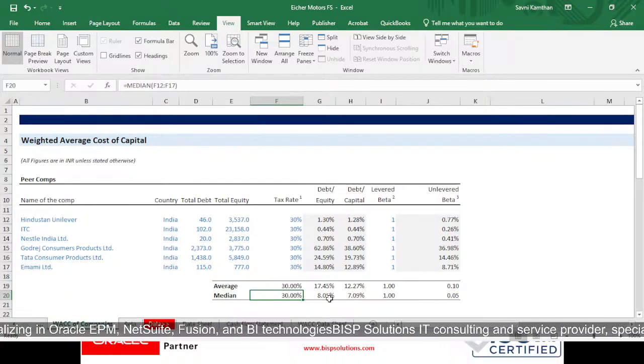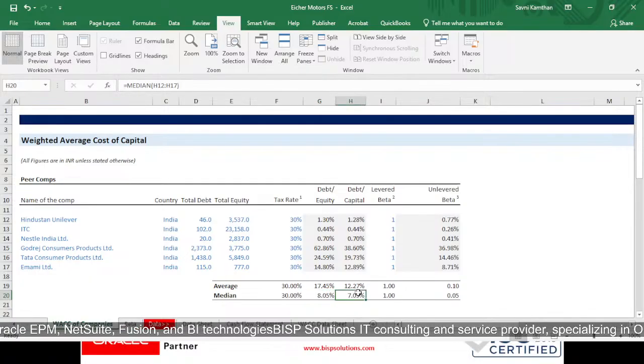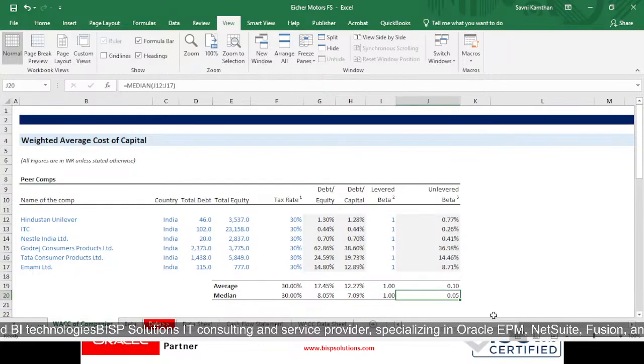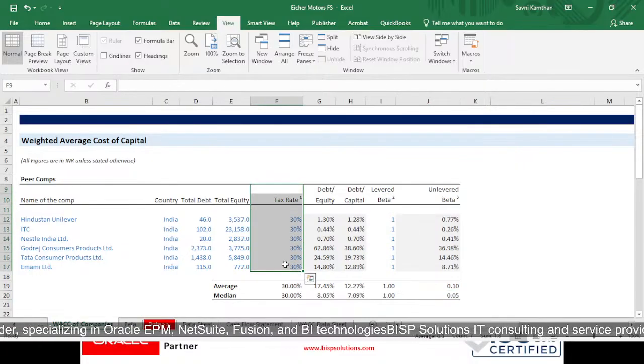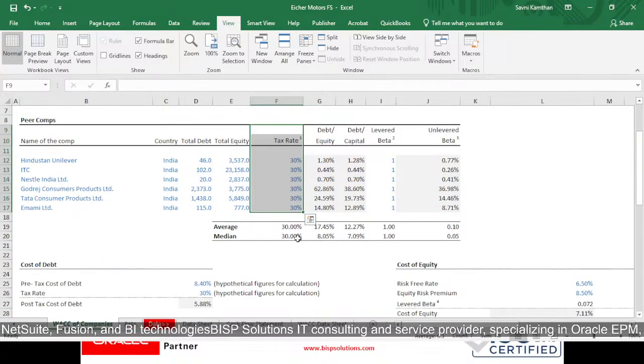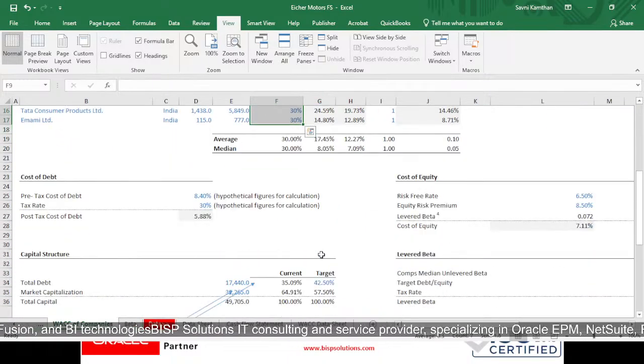So for debt upon equity, I will be getting 8.05%. For debt upon capital, I will be getting 7.09%. Levered beta will be same as 1, and unlevered beta will be 0.05. This is what our peer comparison of different companies' debt upon equity will be like, right? As I have taken this hypothetical situation, and this is also hypothetical, we can say, but we can also say that this is globally known, so this cannot be hypothetical, right?